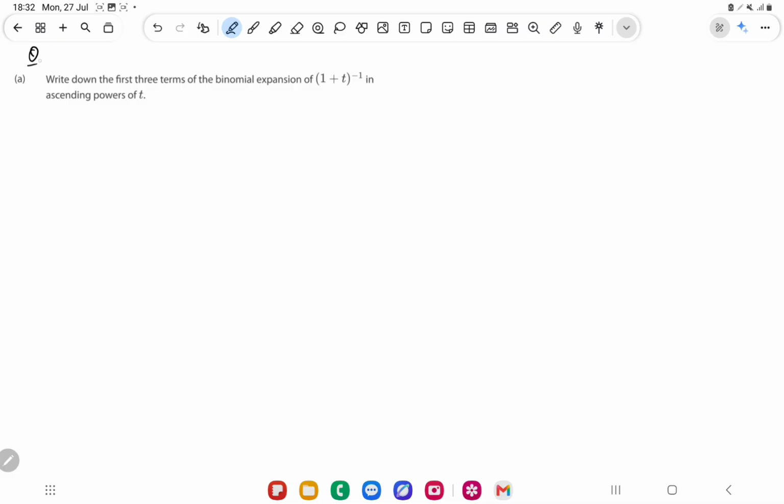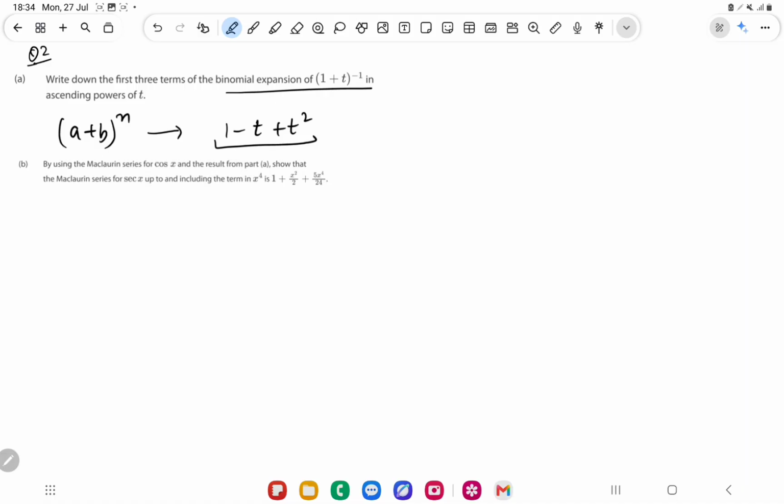Now this is question number 2, write down the first 3 terms of the binomial expansion. The first part contains binomial expansion. After this we have Maclaurin questions. So you can use your binomial series expansion of a plus b to the power n. So according to this, I will get my expansion as this. You can check it. Now let's move to the next part.